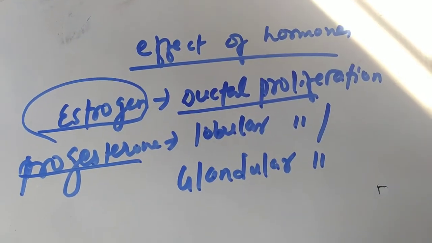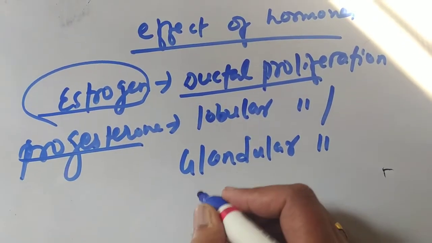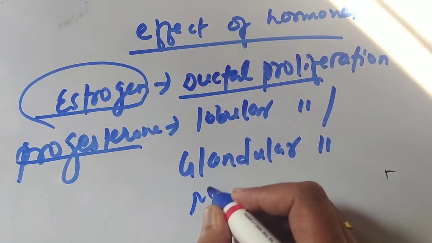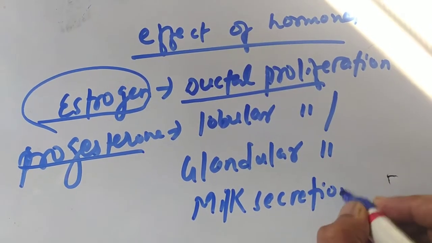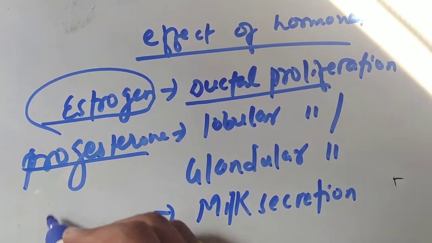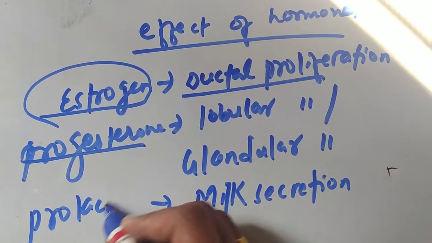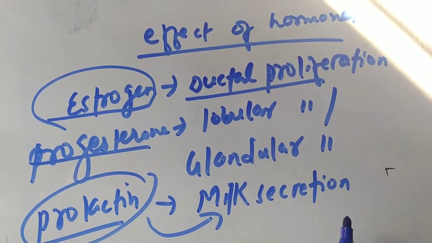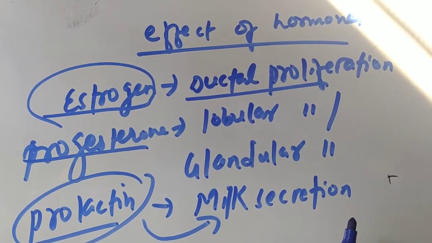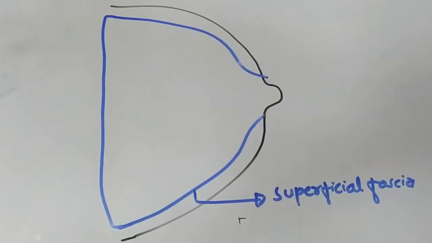Basically, milk secretion in the lobule is under the control of prolactin. So prolactin is responsible for the secretion of milk in the female breast.